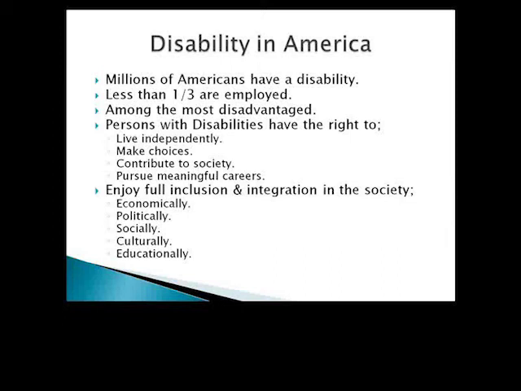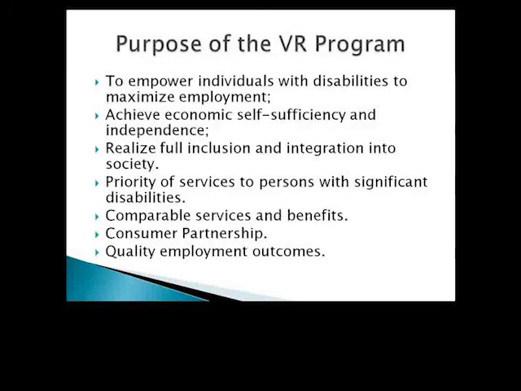And then full inclusion and integration into society, as we've talked, involves economic, political, social, cultural, and educational involvement. And as we know, the purpose of the Vocational Rehabilitation Program is to empower individuals with disabilities to maximize employment, achieve economic self-sufficiency and independence, and along with that goes the quality of life issues, have full inclusion and integration. And in the public rehabilitation program, as we know, the priority for service is to provide services to those with the most severe or most significant disabilities.